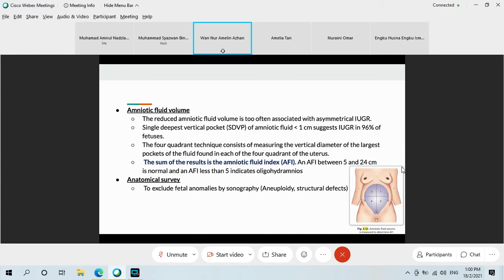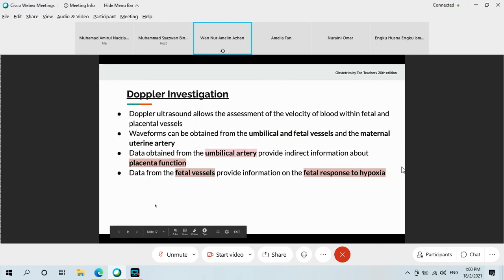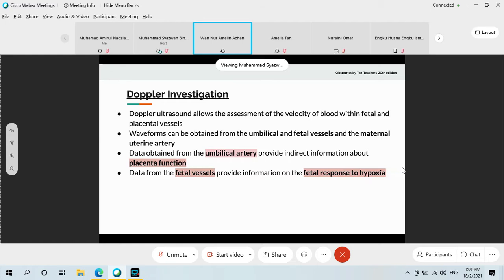Okay, next is also anatomical survey to exclude fetal anomalies by sonography. Okay, next. Okay, next is Doppler investigation. Doppler investigation is used in high-risk pregnancy. For example, when the mother has hypertension, SGA or FGR, it is used in order to reduce perinatal death.